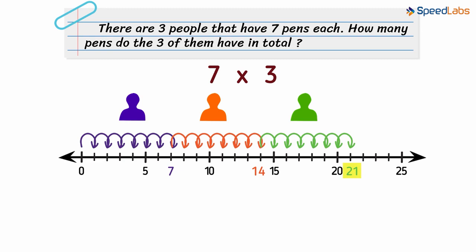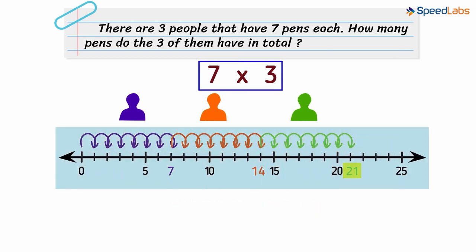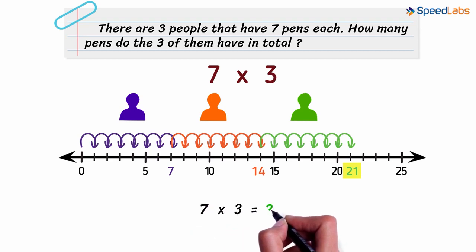Now observe the number line carefully. To multiply 7 by 3 on the number line, we used repeated addition. We moved by 7 steps at a time on the number line thrice. From 0 to 7, then 7 to 14, and finally from 14 to 21. I want you to keep one very important thing in mind. While solving multiplication problems using a number line, we always start from 0. So anyway, we can say that the product of 7 and 3 is 21.